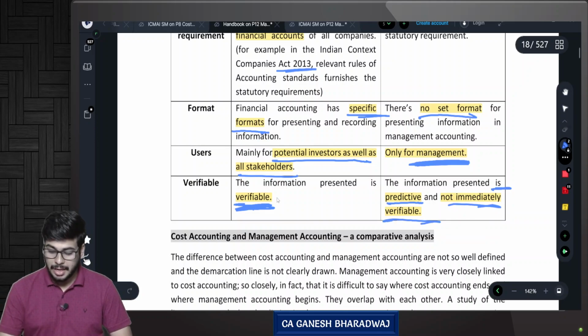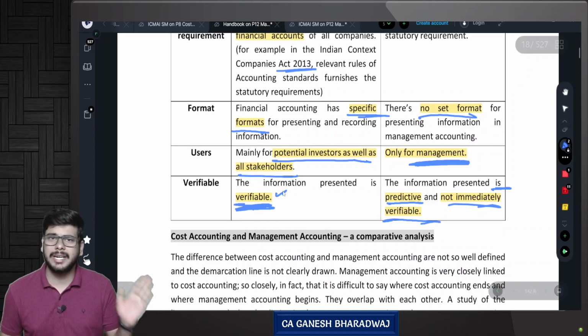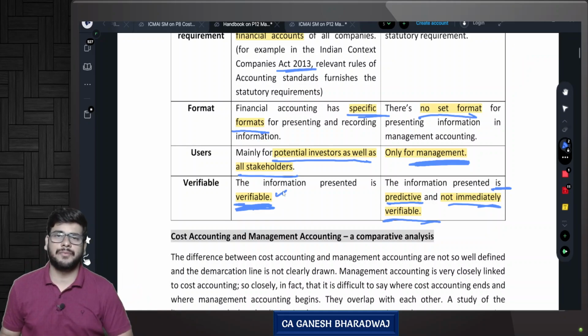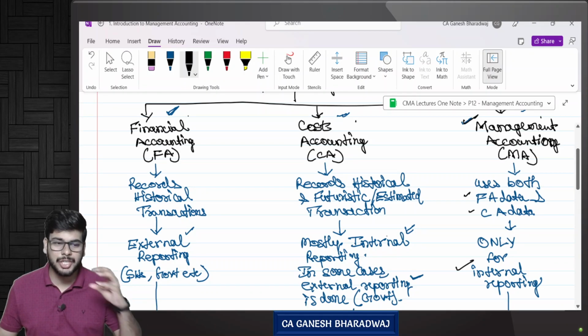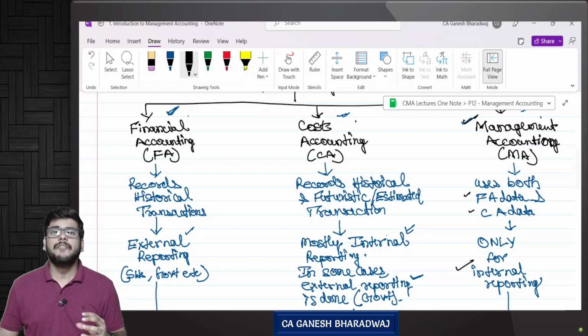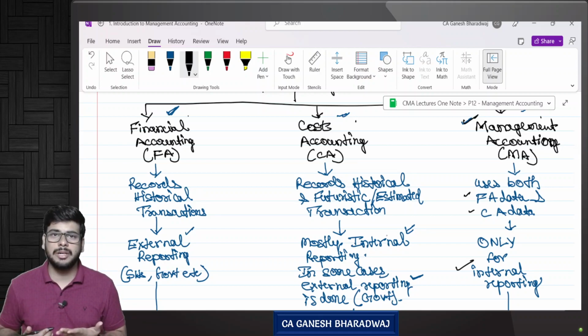What do you mean by that? Financial accounting data gets audited and it's past data. You can verify. Suppose a sale of 5,000 rupees has happened. You can see the sale voucher and verify it, correct? Whereas in management accounting, you cannot verify. We are going to take a decision. Whenever there is a decision-making element involved, do you take the decision before a transaction happens, or after a transaction happens? You take it only before, correct?